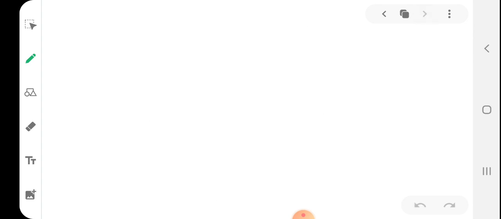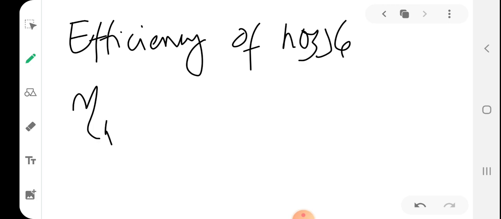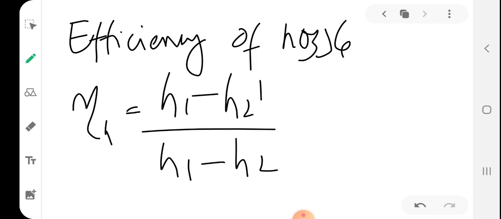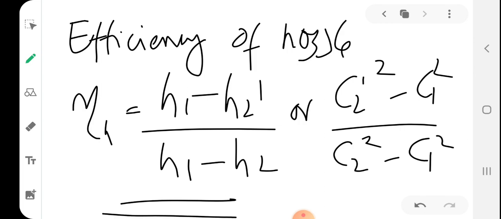That is why I am introducing a term called the efficiency of the nozzle. Eta n is nothing but H1 minus H2 dash by H1 minus H2, or C2 dash square minus C1 dash square by C2 square minus C1 square. Okay, so this is the efficiency of the nozzle.